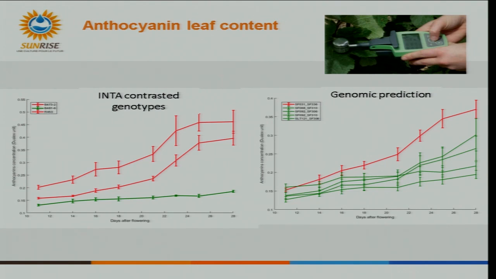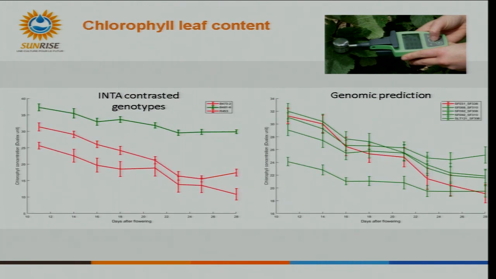for senescence. And we can see that this tool, with the anthocyanin and chlorophyll, discriminates well the behaviors of these genotypes from Inta and from the genomic prediction hybrids. So this is complementary to the Hellaphen platform and the robot, and will help the description of the physiological processes that differentiate these different genetic materials.